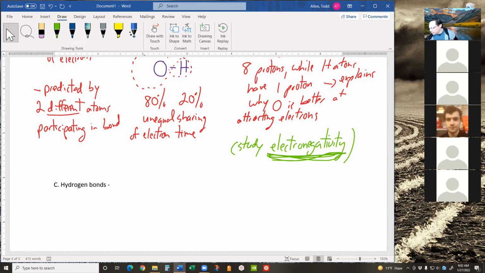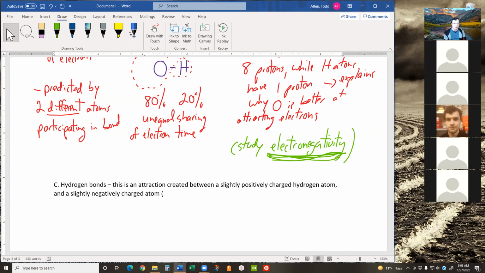Okay, so let's define what hydrogen bonds are. A hydrogen bond is an attraction created between a slightly positively charged hydrogen atom and a slightly negatively charged atom, typically oxygen, nearby. Okay, so this is an attraction created between a slightly positively charged hydrogen atom and a slightly negatively charged atom, often oxygen, nearby.